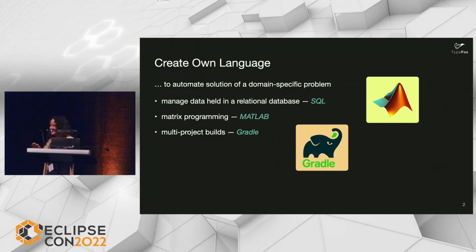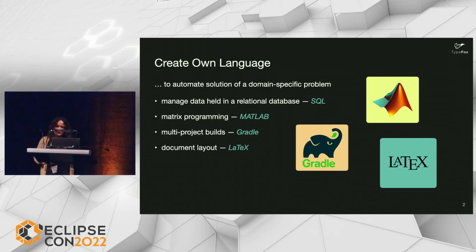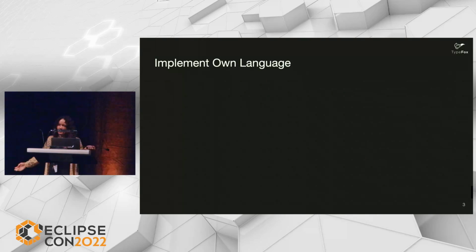Definitely, I think that many people live in the Java technology stack, so you did multi-project builds with Gradle. Or you wrote your thesis at university using LaTeX. All these languages are domain-specific, they solve domain-specific problems. And when you have your own domain-specific problem, you want to create your own language. So what to do, how to implement your own language?